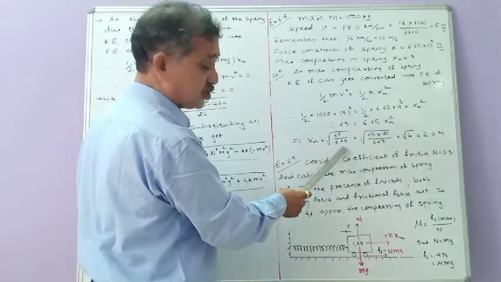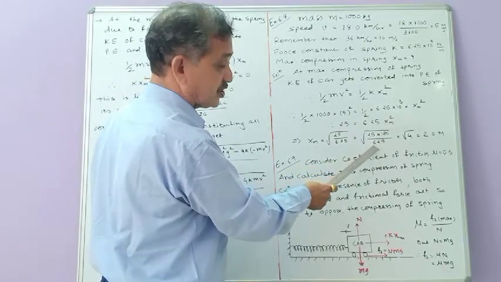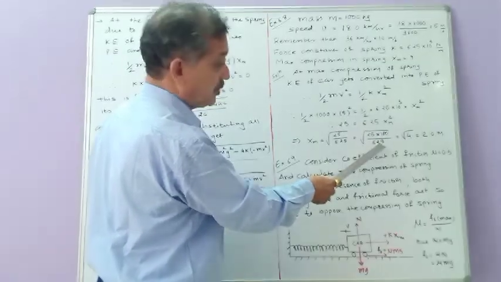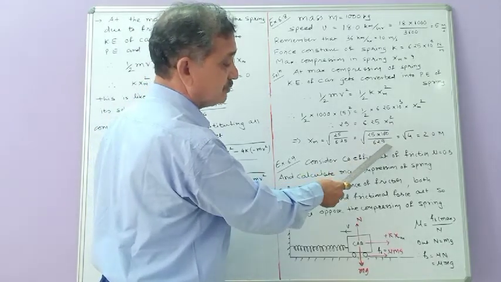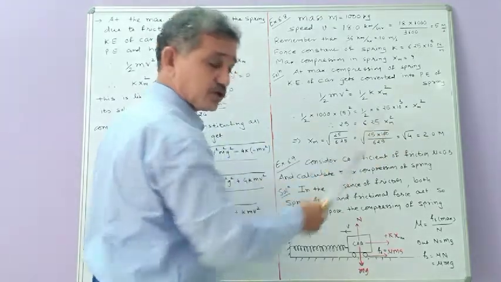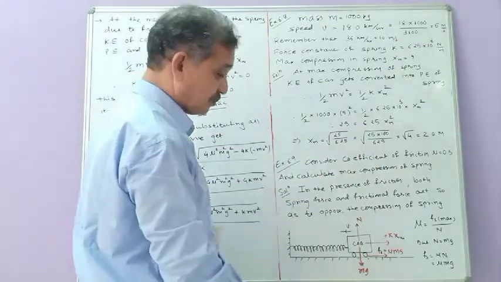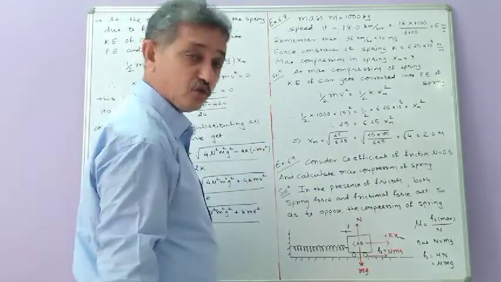6.25 means 625 upon 100, so 100 comes on top. And here 625 is a square of 25, so 25 and 25 cancel. So 100 upon 25 is there. The answer is 4. The square root of 4 is 2.0. It means the maximum compression of the spring will be equal to 2.0 meter.